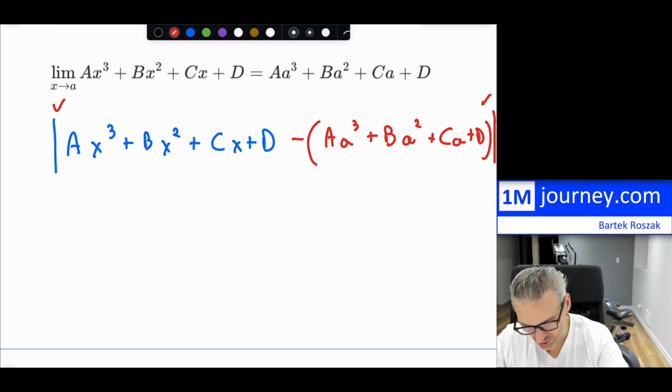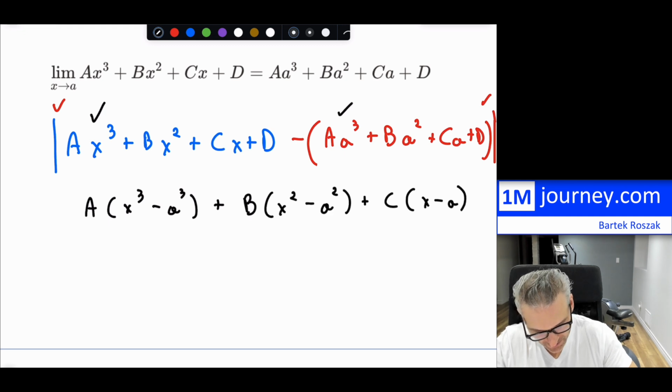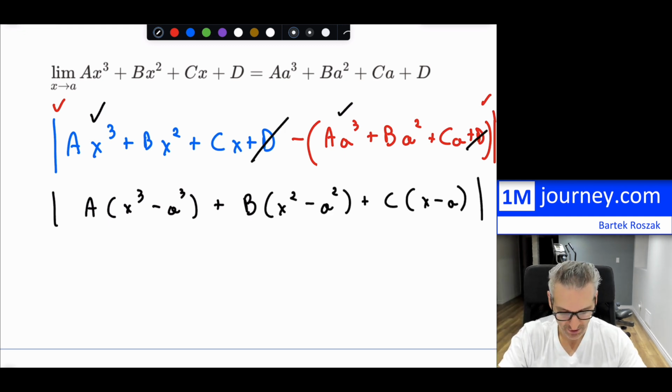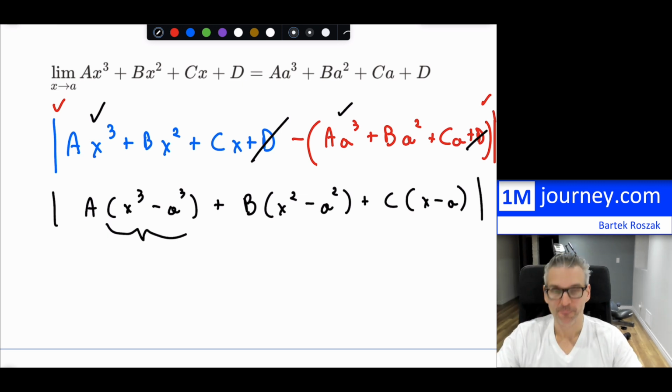And if you do end up collecting these, notice this one and this one can be collected. So that's going to be, and then the d's fall off. Okay, so those constants are gone. So that's what you would have. Notice that we want a connection with x minus a, and there's an x minus a in all of these.